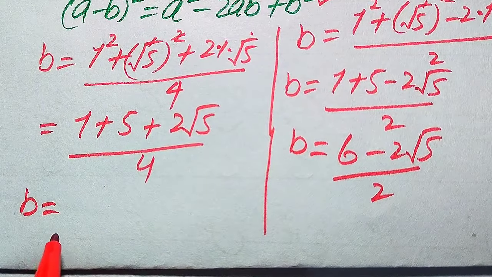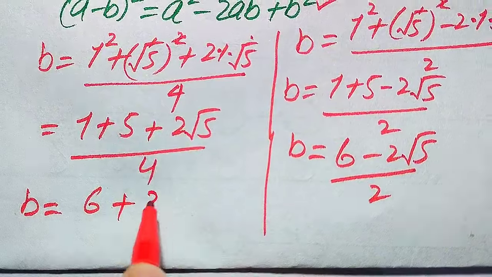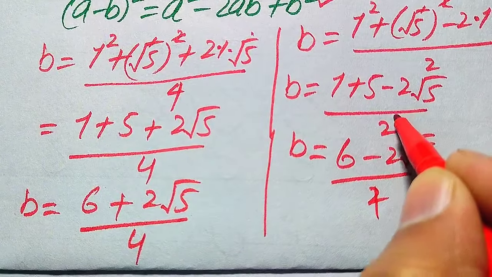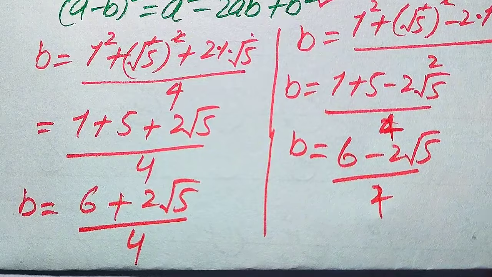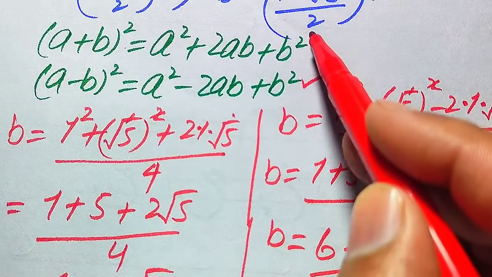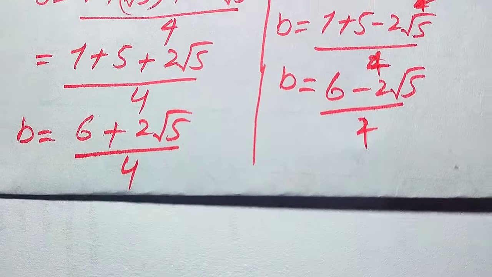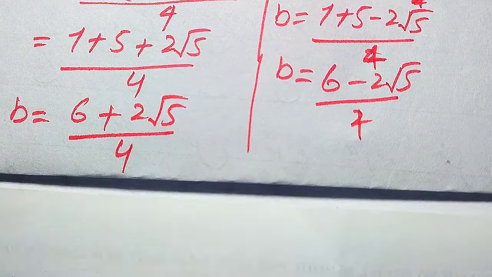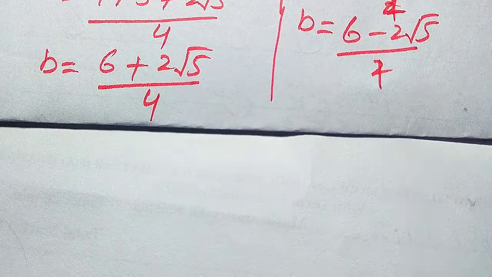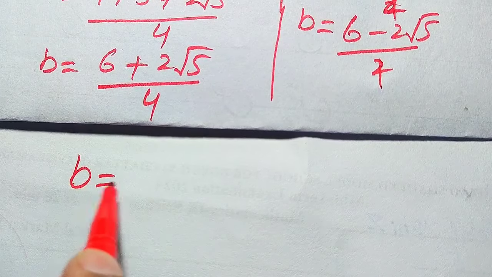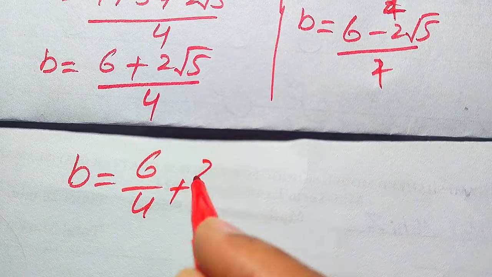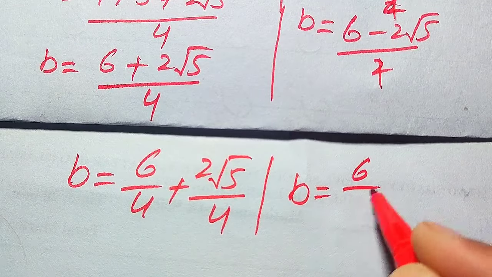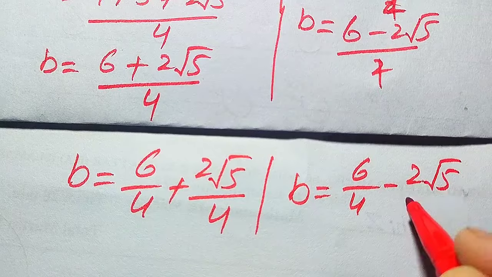From here we get b equals 6 plus 2 times square root of 5 divided by 4. So this is 4, this is also 4, because when you apply this 2 square it becomes 4. And in the next step we need more simplifications, and we get our final answer. So here we need to break this fraction, and it becomes b equals 6 over 4 plus 2 times square root of 5 over 4, and in this case b equals 6 over 4 minus 2 times square root of 5 over 4.